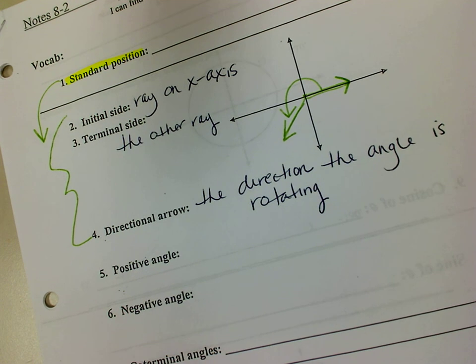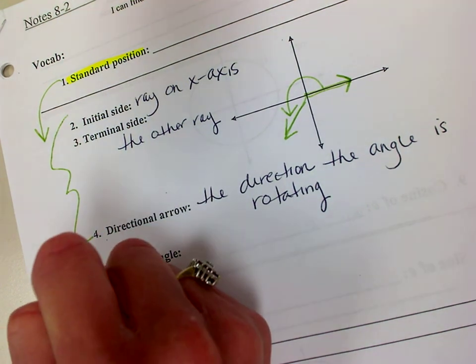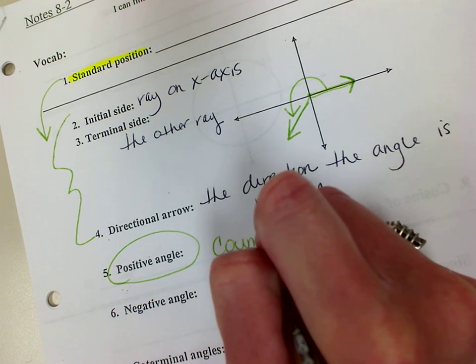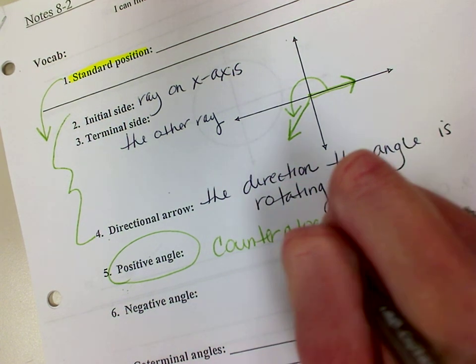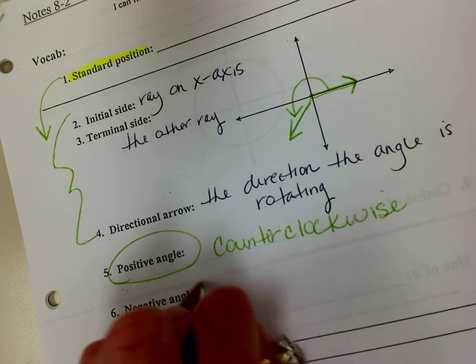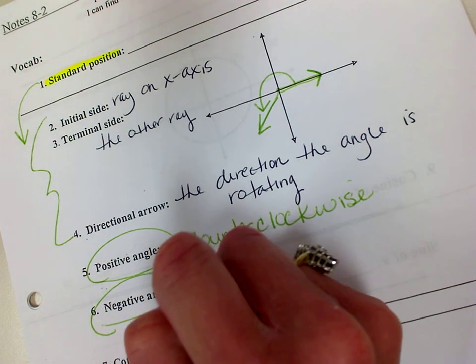So that brings us to the kind of angles that we have. If we have a positive angle, then you're going to go counterclockwise. If it's a negative angle, then you're going to go clockwise.